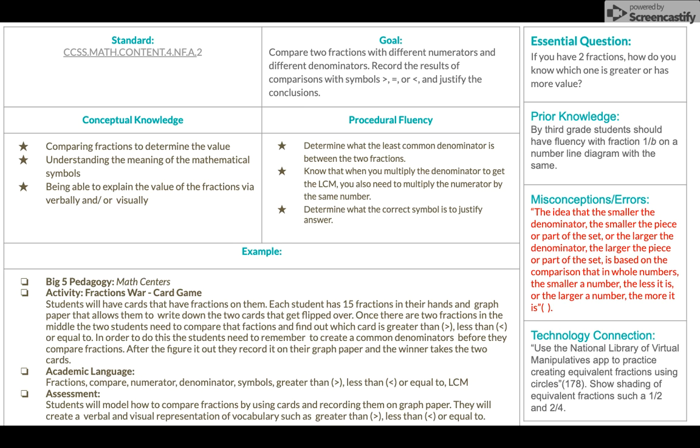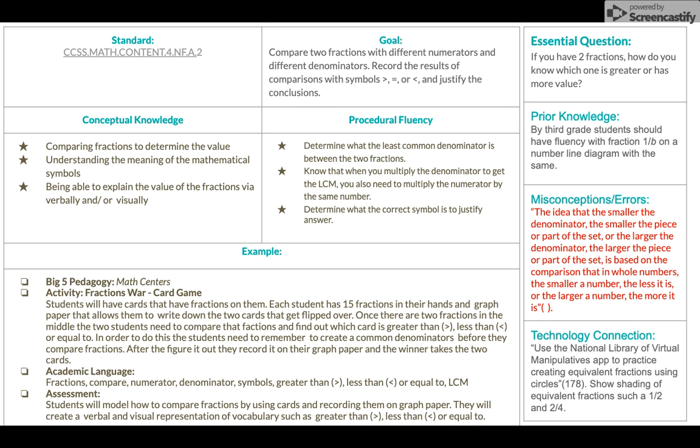That also goes into our misconceptions: just seeing a bigger number doesn't necessarily mean it has more value. So that's a misconception with some of our fractions. And as we said, we're growing on our prior knowledge from our previous standard of just going from a number line diagram to moving on to more than that.